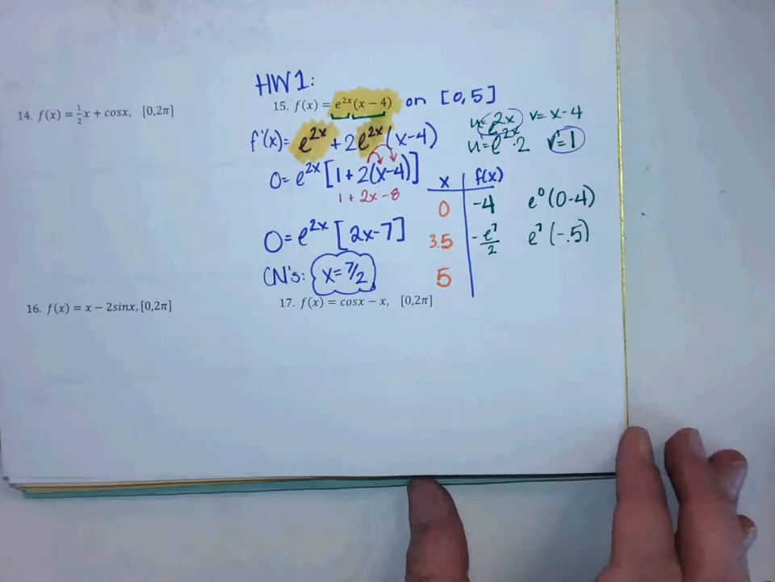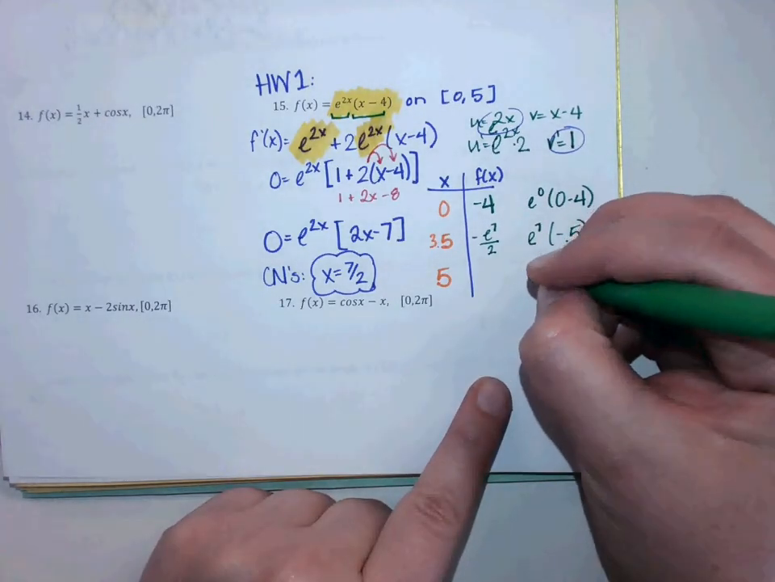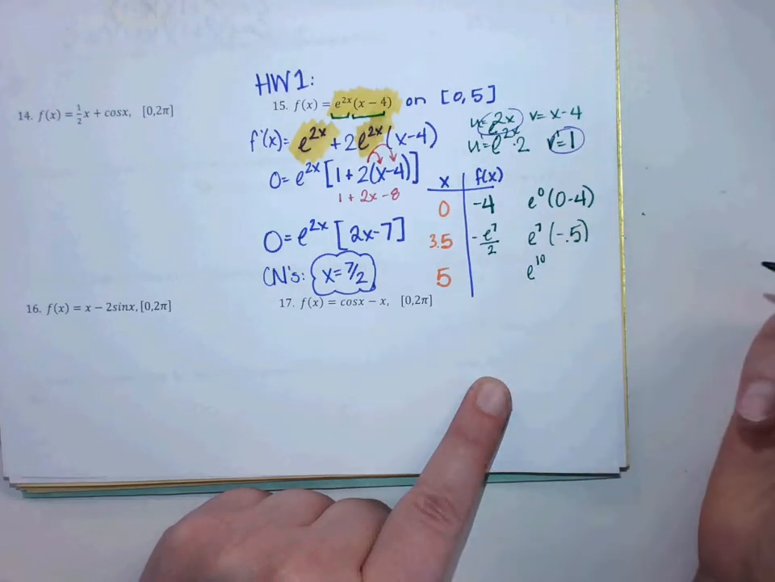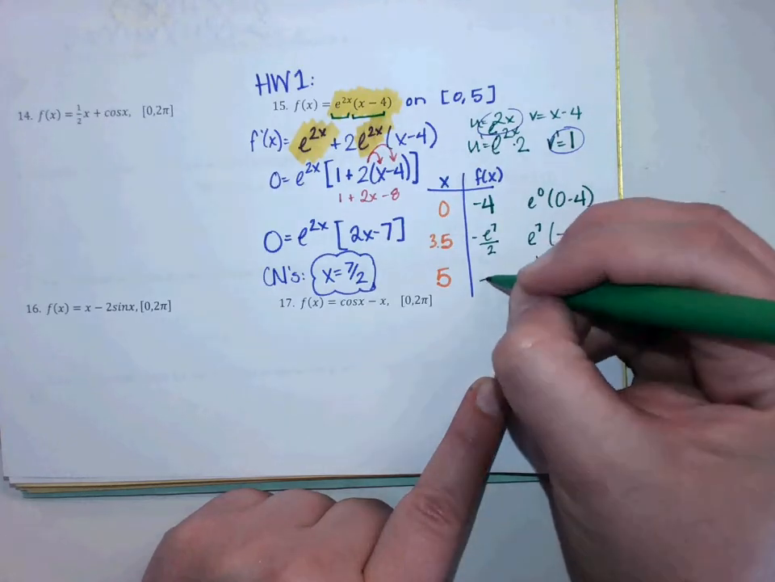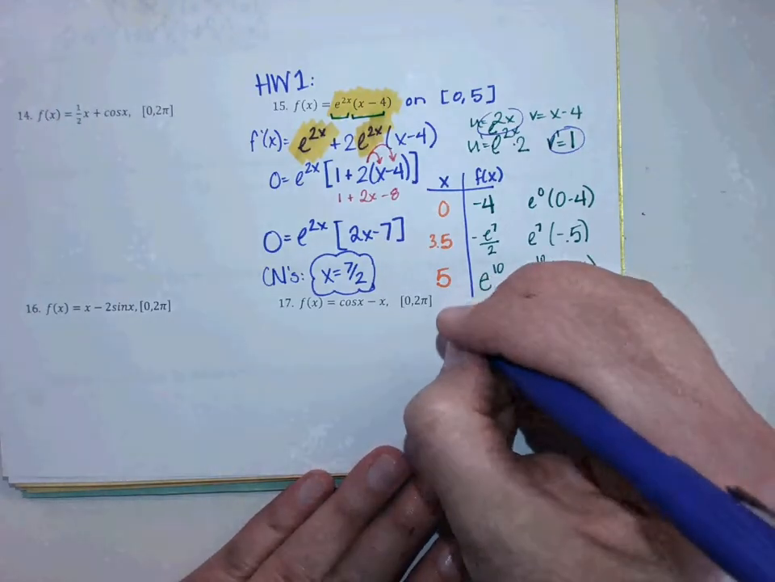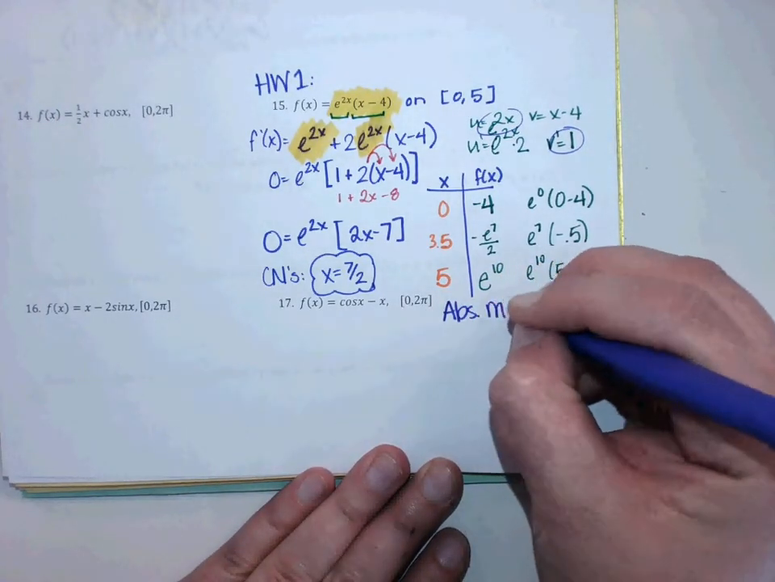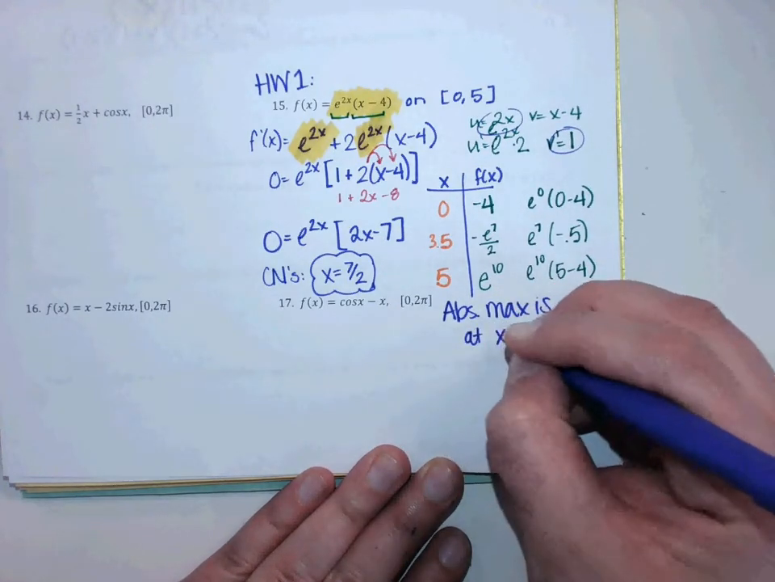Okay, 0.5 is really a half, so I'm putting a divide by 2 on it. Okay, last one. We have e to the 2 times 5 is 10, and then 5 minus 4 is 1, so that's an e to the 10. Okay, at that point, only one of my numbers came out positive. That one has to be the biggest. So what is the absolute max? Okay, since I wrote too big, I'm going to just put it here. Absolute max is e to the 10. It occurs at x equals 5.